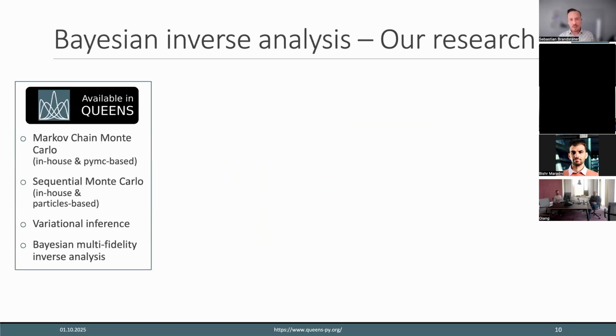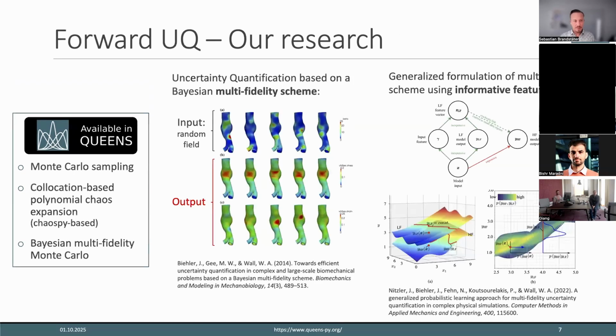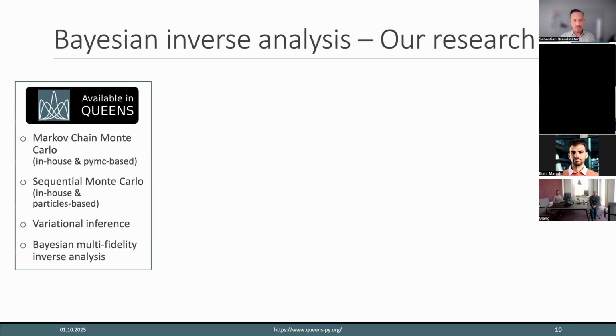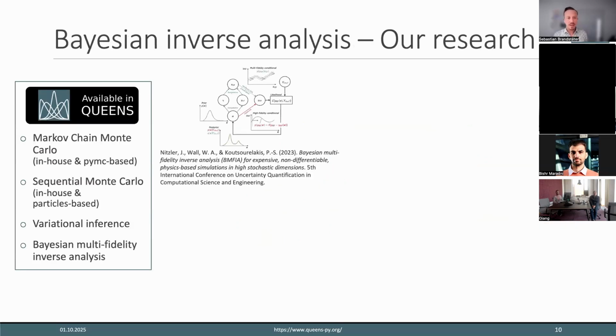For Bayesian inverse analysis, we also have a couple of research progress. And on the left, you've seen, I haven't mentioned that in the previous slide. Let's just go back. So just some collection of available methods that you find in Queens that are readily available, including, of course, the research results shown here. So the same for Bayesian inverse analysis.